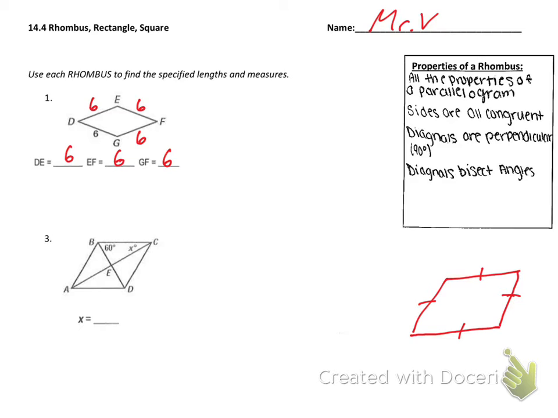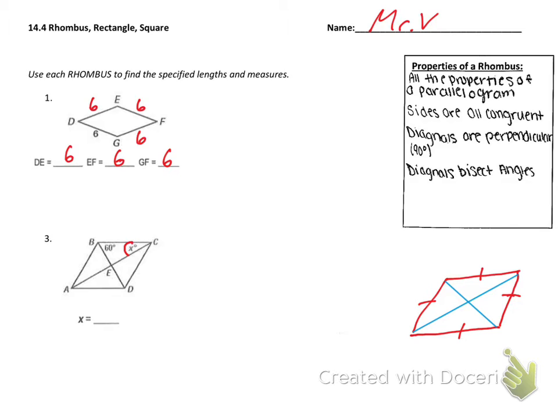Number 3, we are looking for what X is. So what is this angle right here? One thing that we need to also keep in mind is that there are diagonals. Diagonals are perpendicular, and then diagonals bisect angles. So like that, and like that.